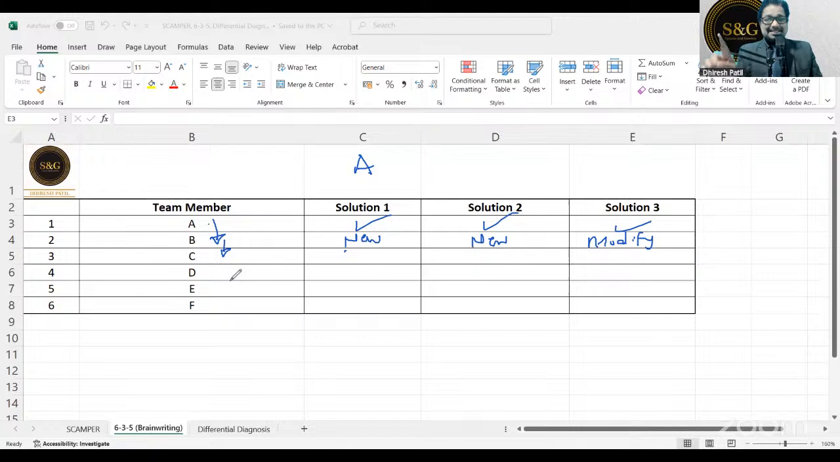So after 6 rounds, how many total ideas can we expect? It can be new, it can be repetitive, it can be modified. How many total ideas will be expected? Type in the chat box. 18 into 6. Very good. It is 108. So almost 100 plus ideas.